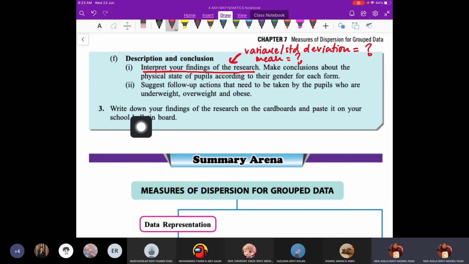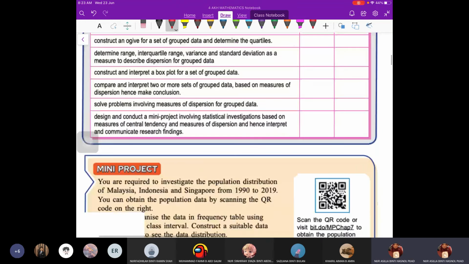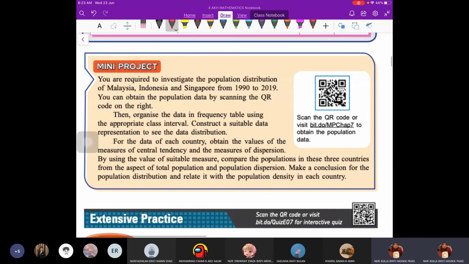So finally, tolong write down your findings. Sepatutnya lah ni kat sekolah. Kena buat kat dalam cardboard dengan kita nak bagi tahu kepada seluruh pelajar MRSM. However, since kita tak boleh nak buat, so kita akan buat one other mini project. So this will be what you have to do. Okay, this is going to be your assessment.